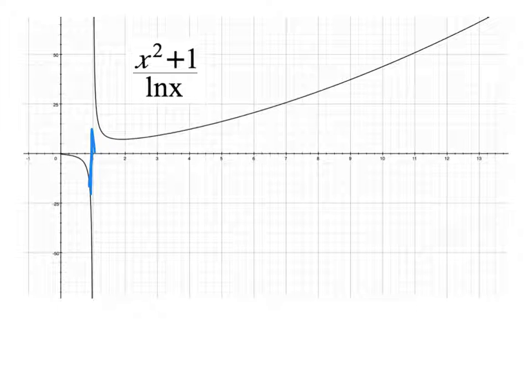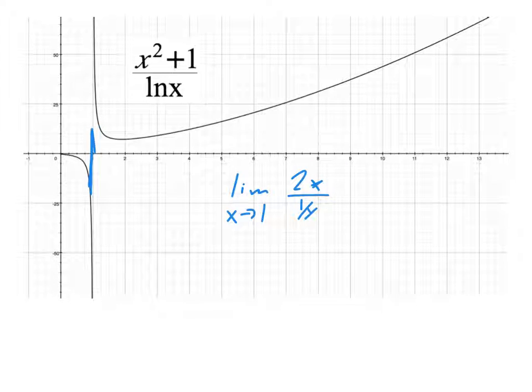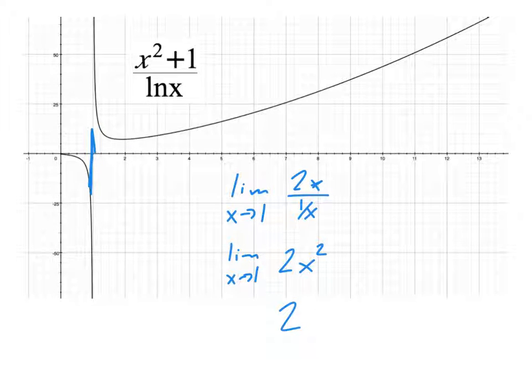If we had done that, we would have done the limit as x approaches 1, and we would have taken the derivative of the top and the derivative of the bottom. It would have given me 2x over 1 over x, which equals 2x squared. Notice if I plug 1 into that equation, it gives me an answer of 2. Obviously, our limit here is not 2. It would be trying to say that somehow we got our limit right there.